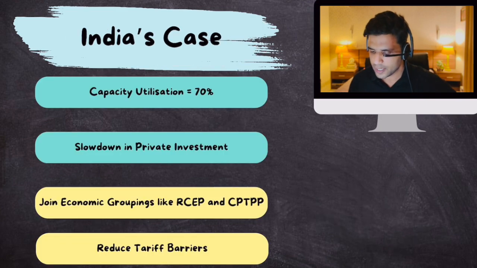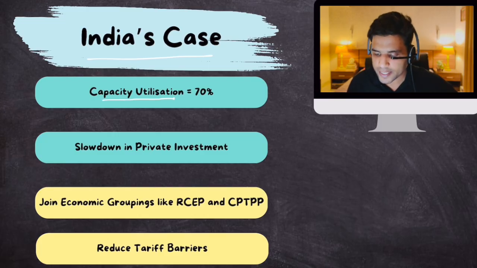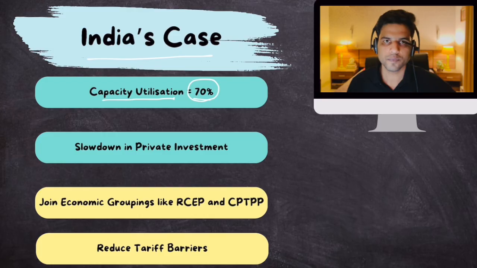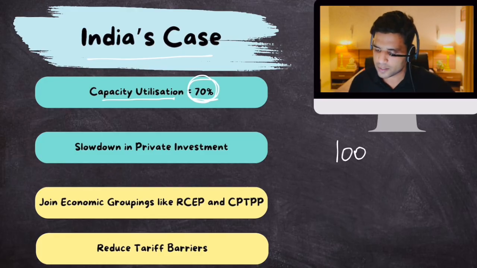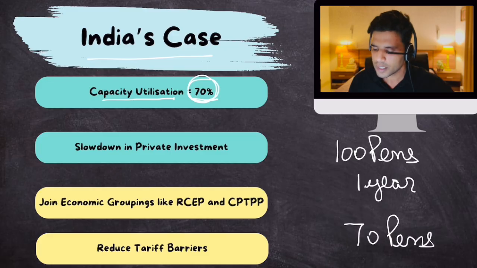Reason number one: what is India's case? In India, capacity utilization is already 70%. What do you mean by that? Well, I'll give you an example. Let's suppose I have a factory that manufactures these pens. I can manufacture 100 pens in one year. This is the capacity of my factory, the amount of machines and laborers I have. But I am only manufacturing 70 pens. That means there is not enough demand for pens in the market, right?